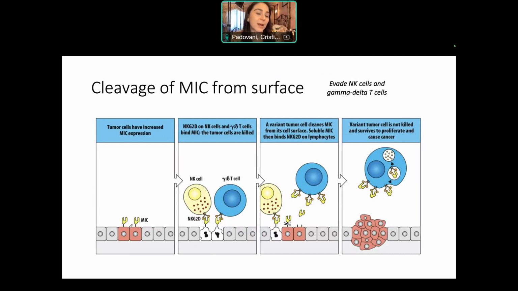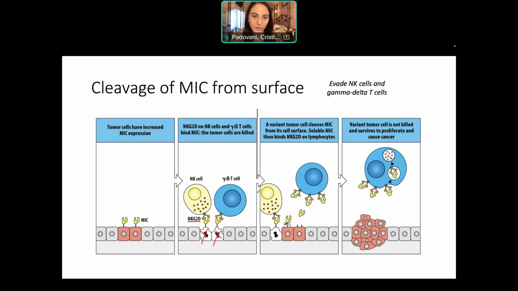So here's a tumor cell. And remember, a tumor cell is sometimes just your normal cell that got turned bad, basically, right? And now it's becoming cancerous. So the cell itself can upregulate MIC to be like, hey, I'm not great, can you destroy me? So here's your NK cell with the NKG2D receptor. Here's your gamma delta T cell that can recognize it. And then we destroy the cell because MIC was upregulated.